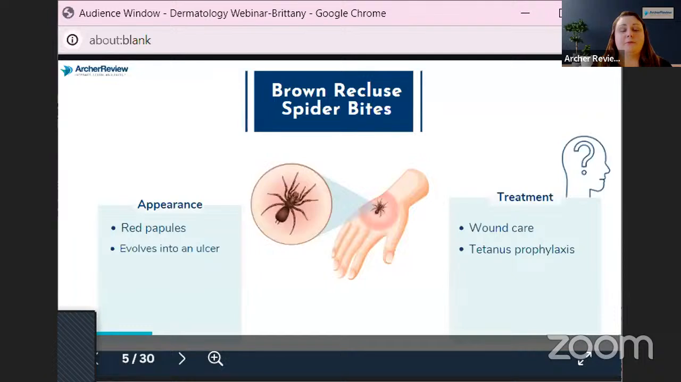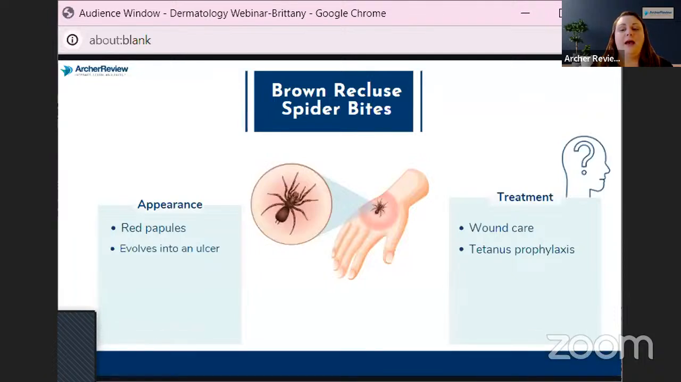So this is going to be something where we're really helping with monitoring the area. They may need to go see wound care. In fact, I think that's where we ended up sending this patient. And you're going to give them the tetanus shot if they haven't had that, and just really monitor the area and keep it clean. That's the main thing for this one.